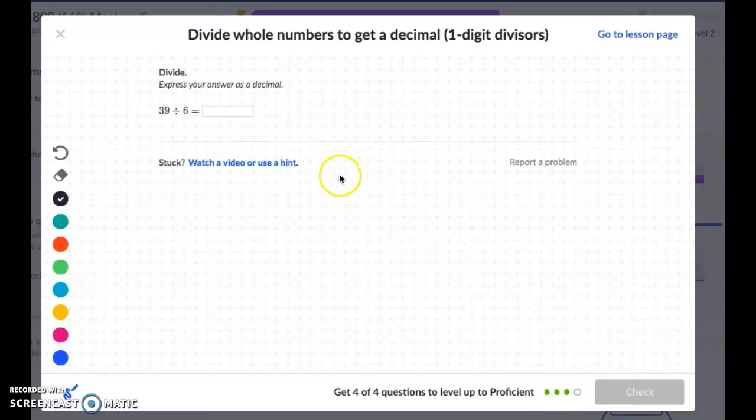39 divided by 6, so 6 fits into 39. 6 fits into 3 0 times. 0 times 6 is 0. Subtract, and I get 3. And then bring down the 9.